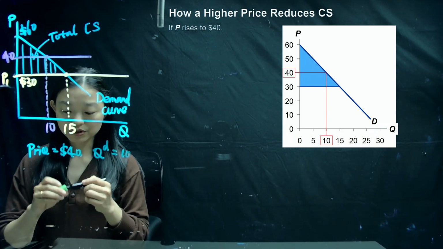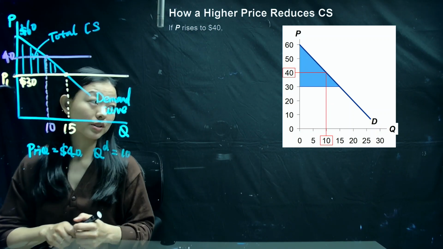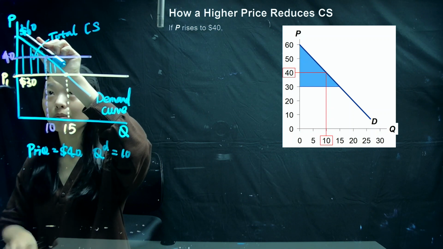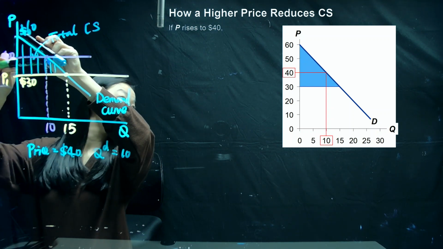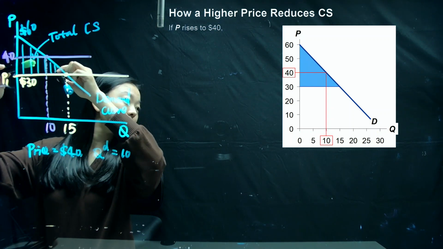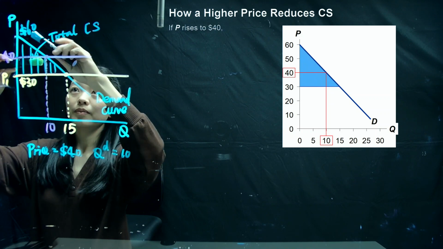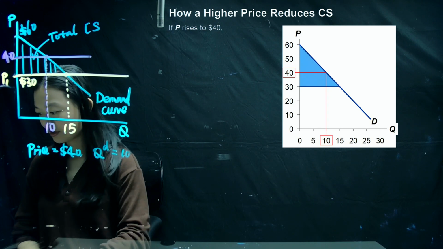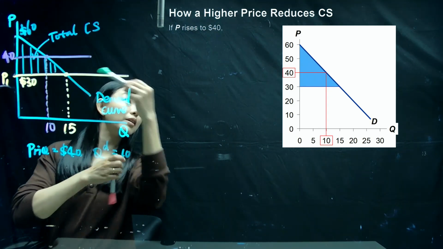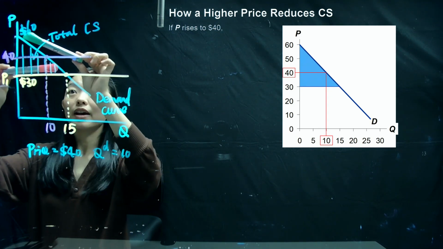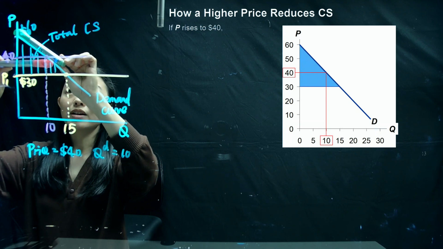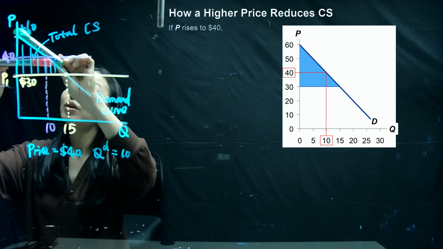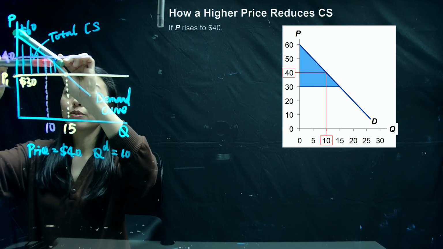Which area measures the total surplus? It should be the area below this demand curve and above the market price, right? Therefore, this small triangle here measures it. Let me use another pen. So it should be the area below this demand curve but above the market price, right? You can see now this small triangle here measures the total surplus.